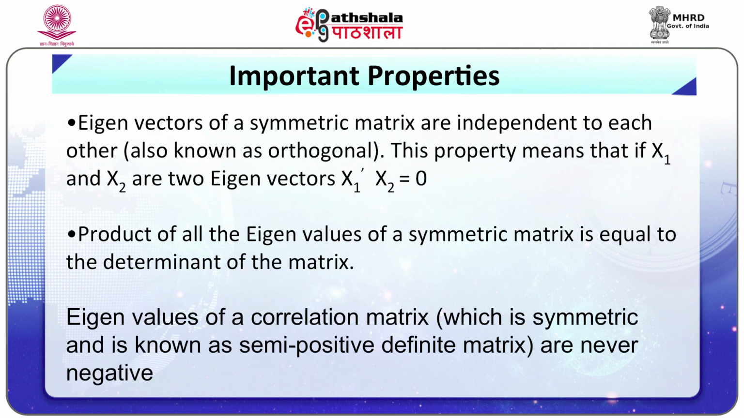Eigenvectors of a symmetric matrix are independent of each other, also known as orthogonal. This property means that if x1 and x2 are two eigenvectors, x1'x2 is equal to 0. The product of all the eigenvalues of a symmetric matrix is equal to the determinant of the matrix. Eigenvalues of a correlation matrix, which is symmetric and is known as a semi-positive definite matrix, are never negative.